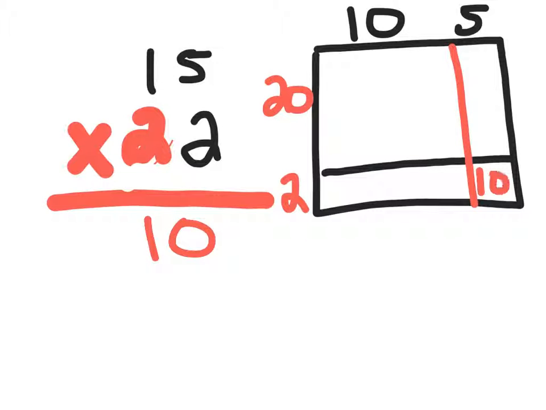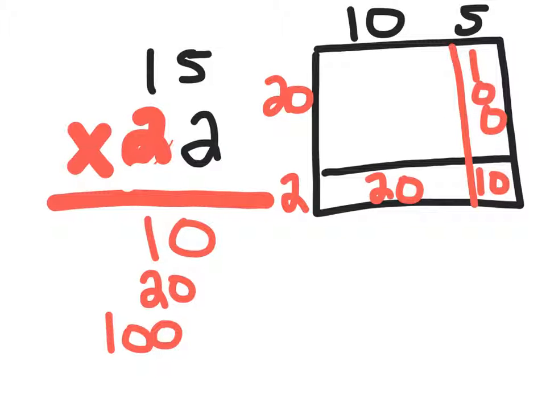As you can see, in this box, 2 times 5 is 10. Then you do 2 times 10, which is 20, and then we fill in this box. And then what we have left is 20. So we do 20 times 5, which is 100. And we write that in here, and now we fill in that box. And 20 times 10 is 200.